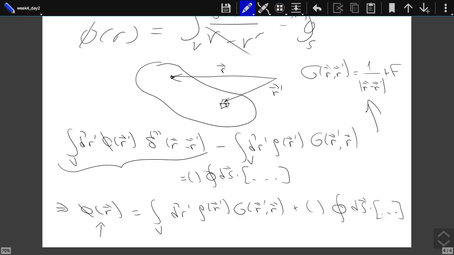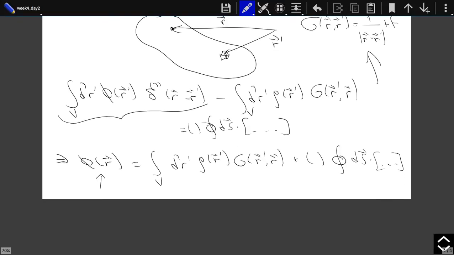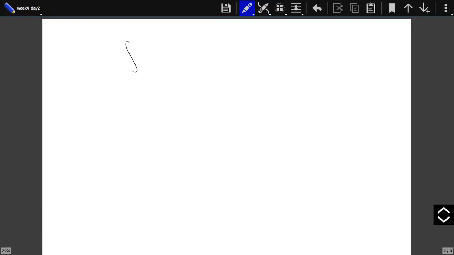Now, the problem, it can be that, okay, you see, close to r, this will contain a region, let's say a very small spherical region, close to the point r.